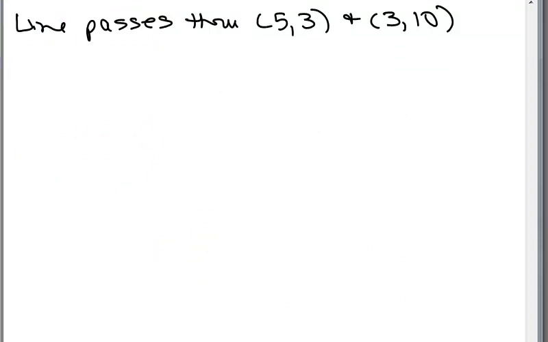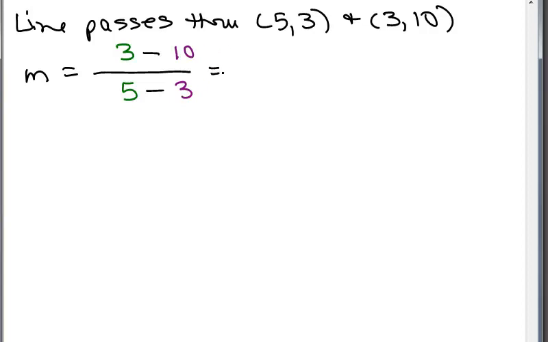All right, last one. This time we're given 2 points the line passes through. So the problem is I don't know the slope. The first thing I'm going to have to do is figure out the slope of that line. So remember how we do that? We take one ordered pair, put the y over the x, take the other ordered pair, put the y over the x, and then we simplify the numerator and denominator. 3 minus 10 is negative 7, 5 minus 3 is 2. So now I know the slope. The slope of the line is negative 7/2, and I've got 2 points.